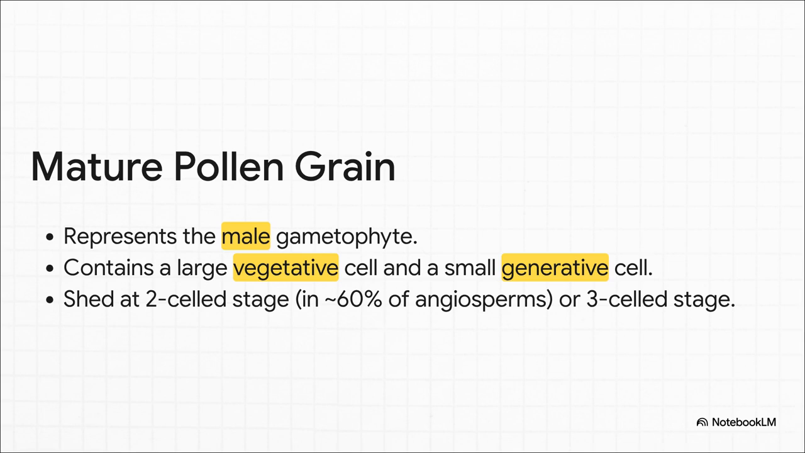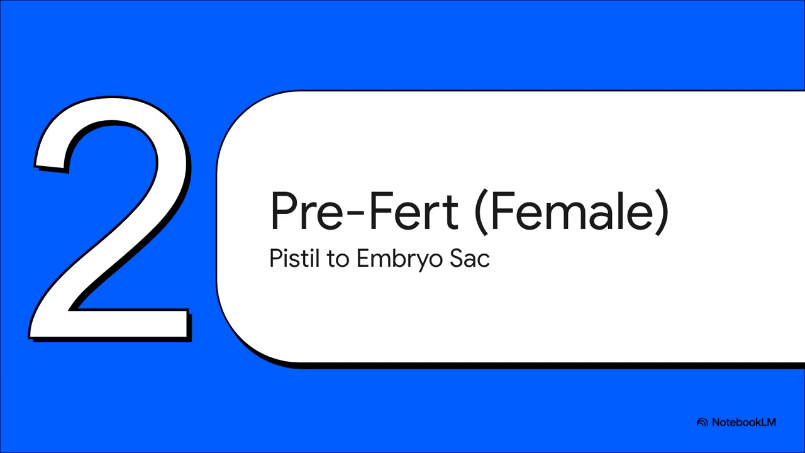And here's a cool little detail. In about 60% of flowering plants, the pollen gets shed at this two-celled stage. But in the other 40%, that generative cell divides one more time before the pollen leaves the anther, so it's actually shed at a three-celled stage. All right, so we've got the male side of the story covered.